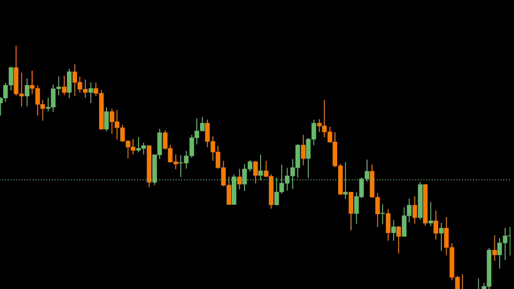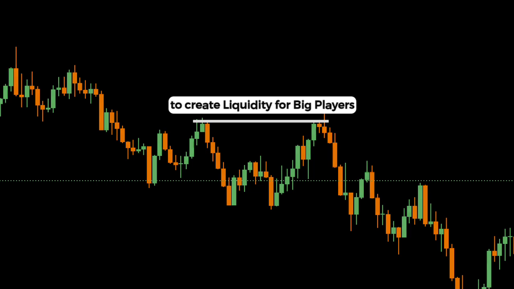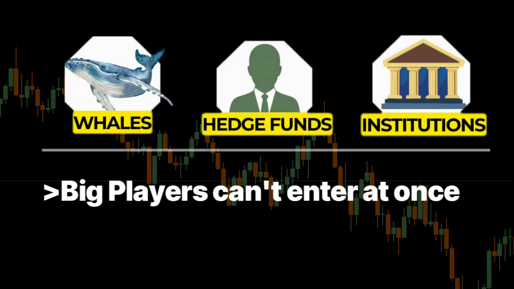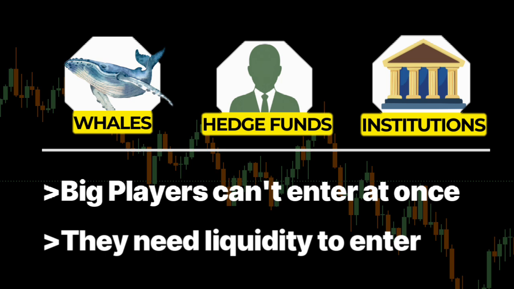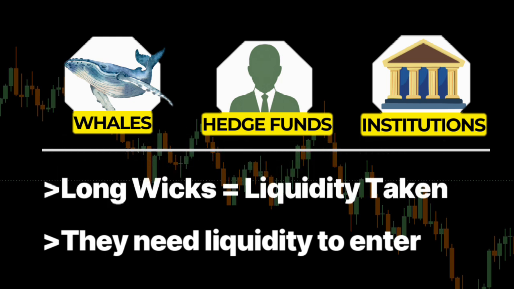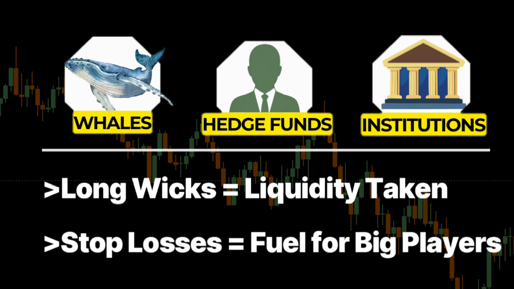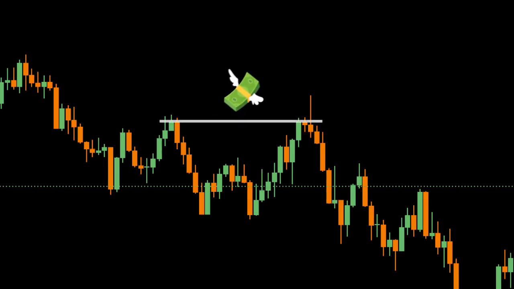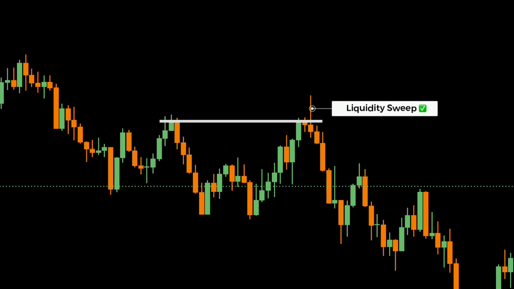What's happening here is a liquidity sweep. The market is essentially grabbing stop losses and resting orders to create enough liquidity for larger players to enter their position. Because they can't just enter all at once. They need someone on the other side of their trades. So you'll often notice this in the form of candles with long wicks, either at the top or at the bottom, depending on the context. So instead of seeing that move as the setup failing, it's often just the market clearing liquidity before the real move happens. And when that sweep happens right before price moves away from your order block, it adds another layer of confirmation. Because now you're not just seeing movement, you're seeing intent behind the move.